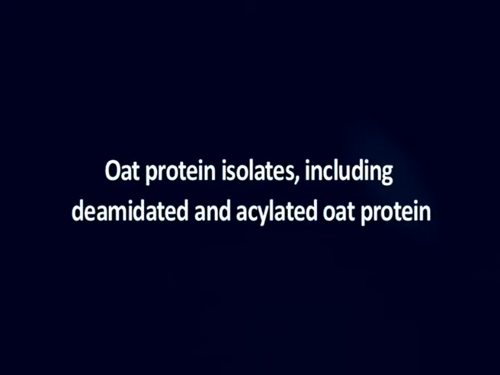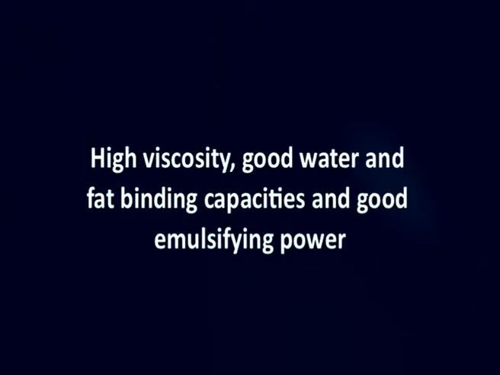Oat starch could also replace other starch sources in a wide range of applications. Oat protein isolates, including deamidated and acylated oat protein, have some interesting functional properties of use in food systems. These include high viscosity, good water and fat binding capacities, and good emulsifying power.